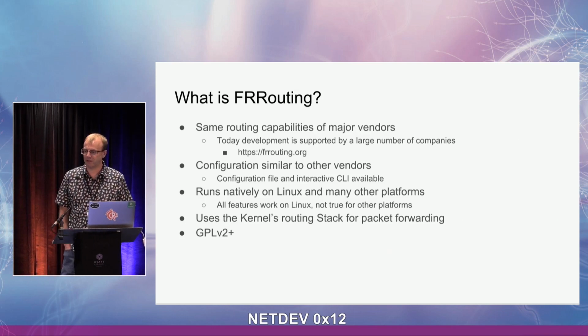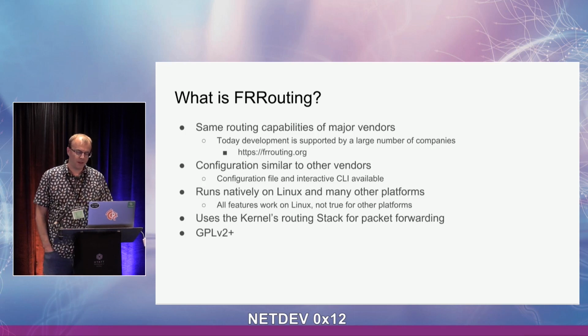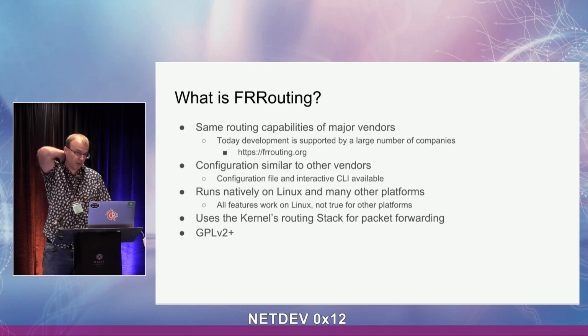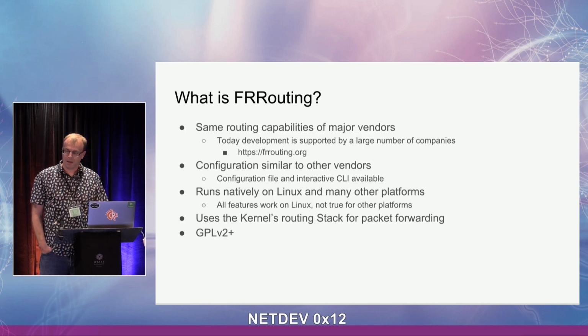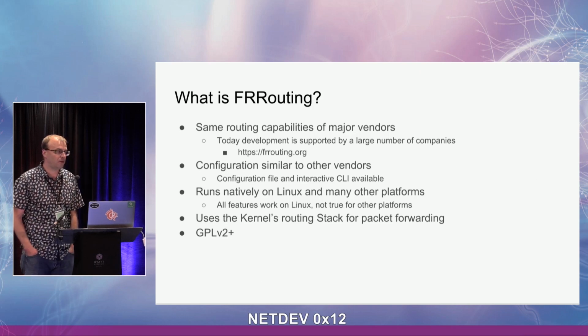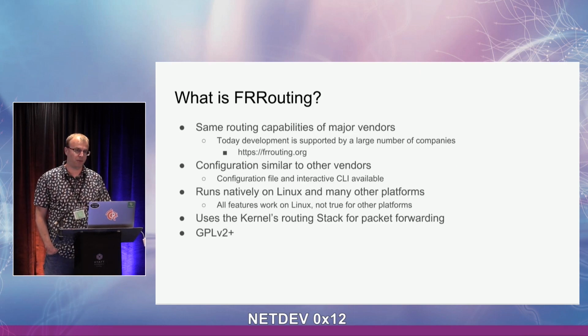FRR runs natively on Linux and many other platforms. The one caveat there is that all features actually only work on Linux. That's not true for all other Unixes. BSD and the BSD variants don't have all the features, and their networking stack is not near as advanced as what Linux is. FRRouting actually uses the kernel's routing stack for packet forwarding. We're control plane. We don't do any of that. And finally, we're GPL v2 plus. That effectively means that we have a couple other licenses that are compatible with GPL being used as well.